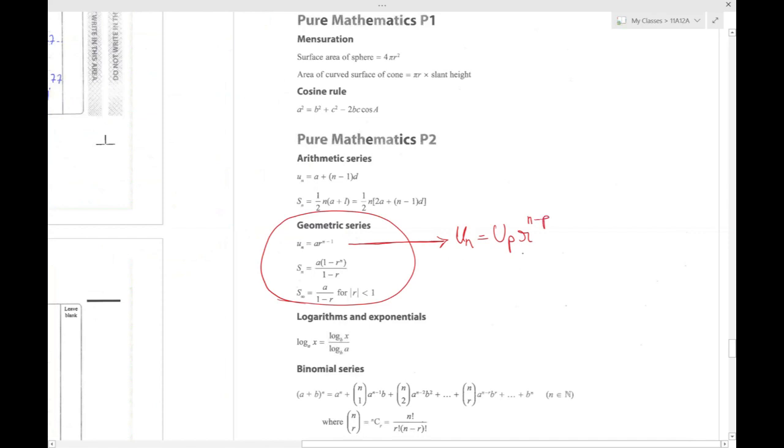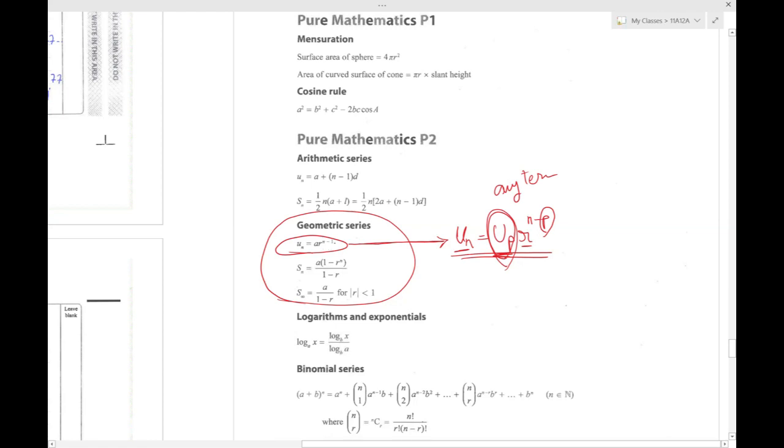Now, why is this more applicable or more feasible than this one? Because up is any term. Any term means any term they give to you in the geometric sequence. You just replace it here and you know its place. You can use it and find the answer, or find r, or find un. It depends on the question.